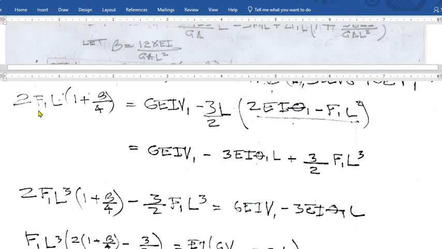So we have 2F1L times the quantity 1 plus beta over 4. Then the 3 halves F1L, this one has no V1 and no theta 1. So, we move it to the left, so it became negative. And then, 6EI V1 and 3EI theta 1 L are on the right side of the equation.